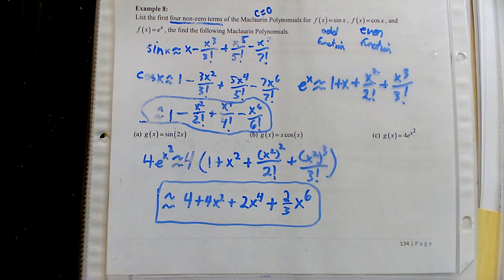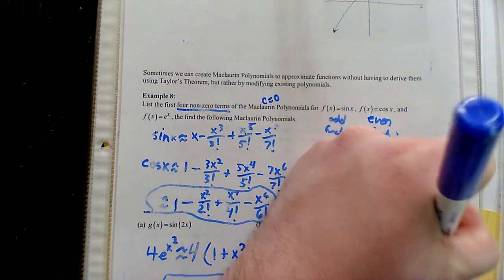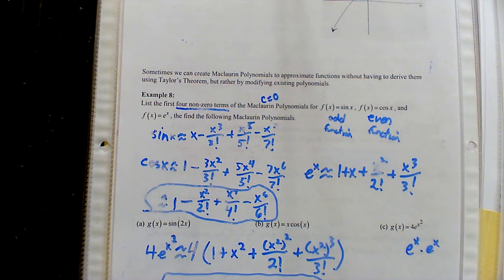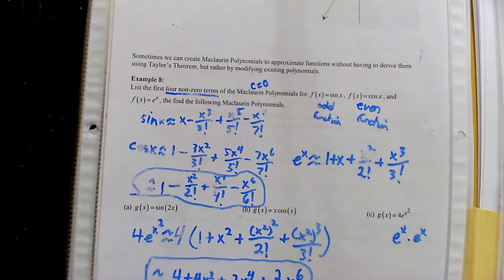Yes? I have a question. Since 4 times e to the x squared, would that be equal to 4 e to the x times e to the x? I mean, just even if you ignore the 4, is e to the x squared equal to e to the x times e to the x? E to the x times e to the x. If you have e to the x times e to the x, what do you do with the exponents? Add them, so you would have e to the 2x. So it is not the same thing. Does that answer your question then? Okay.